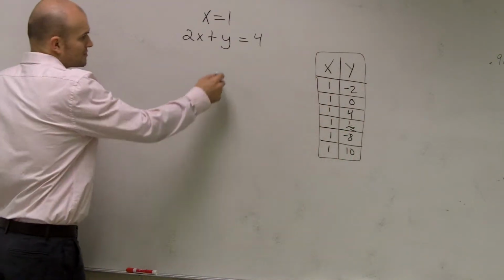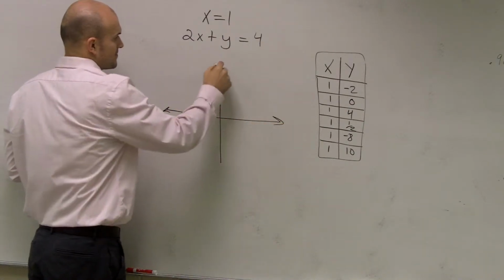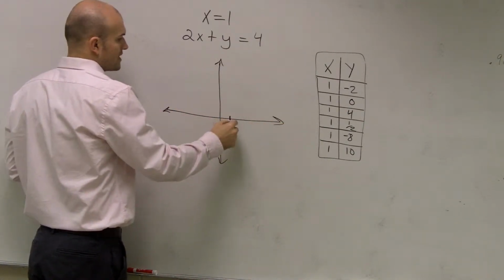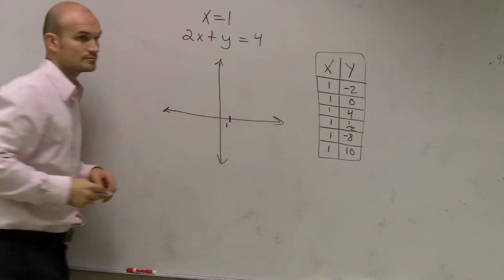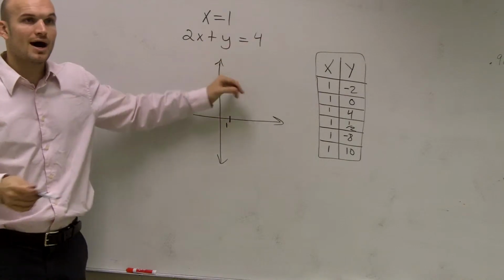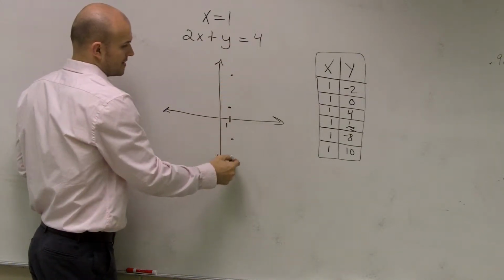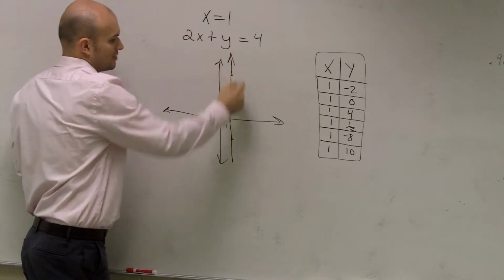So what this graph is going to look like, if I was to simply graph this, x equals 1 is right here, right? That's where x equals 1. So my values for y, it doesn't matter what my y value is. It's always just going to be on that vertical line.